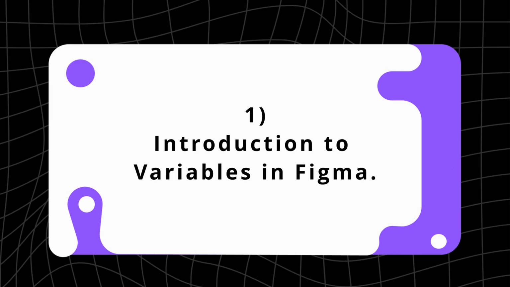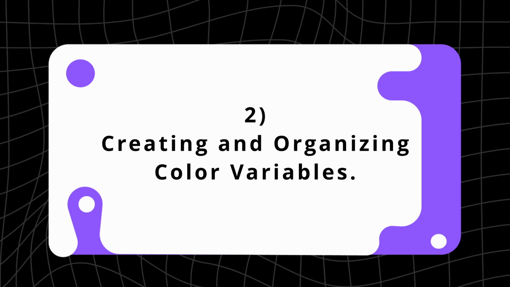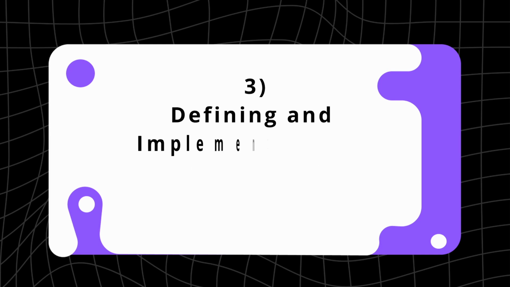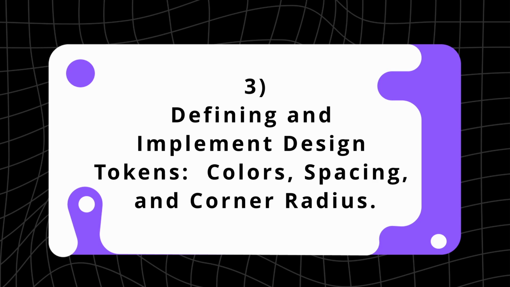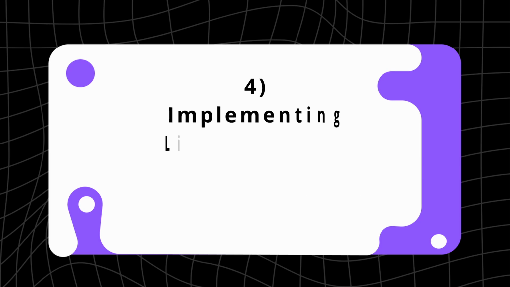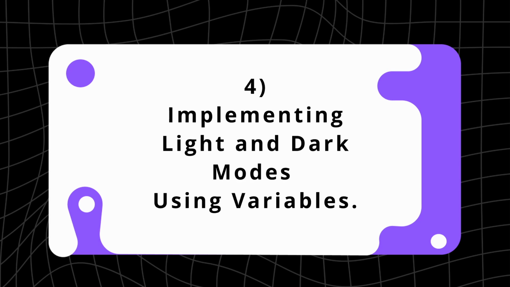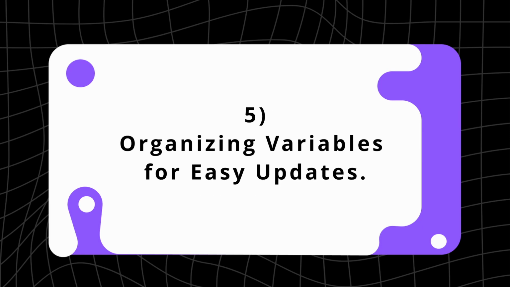So we have covered today first, introduction to variables, what variables are, and how they enhance flexibility in your design workflow. Creating and organizing color variables, how to set up and structure your color variables in Figma. Next, defining and implementing design tokens, how to manage spacing, radius, and color tokens across your designs. Then, implementing light and dark modes, how to easily switch between light and dark themes using variables. And lastly, organizing and updating variables, how to keep your design system clean and easily updatable.